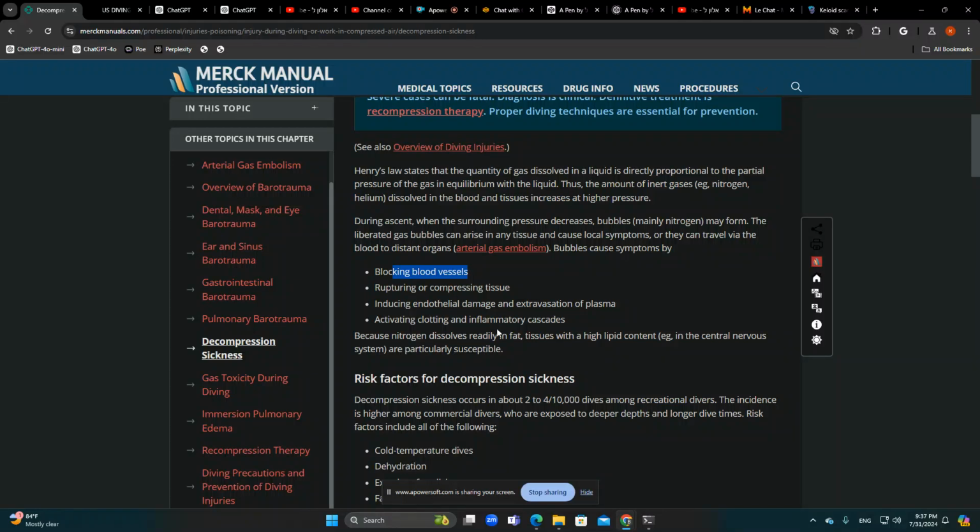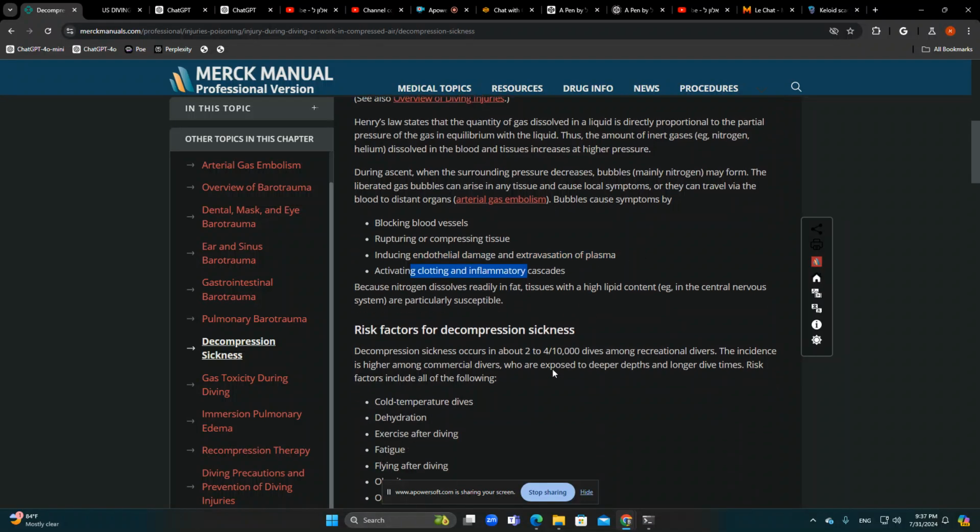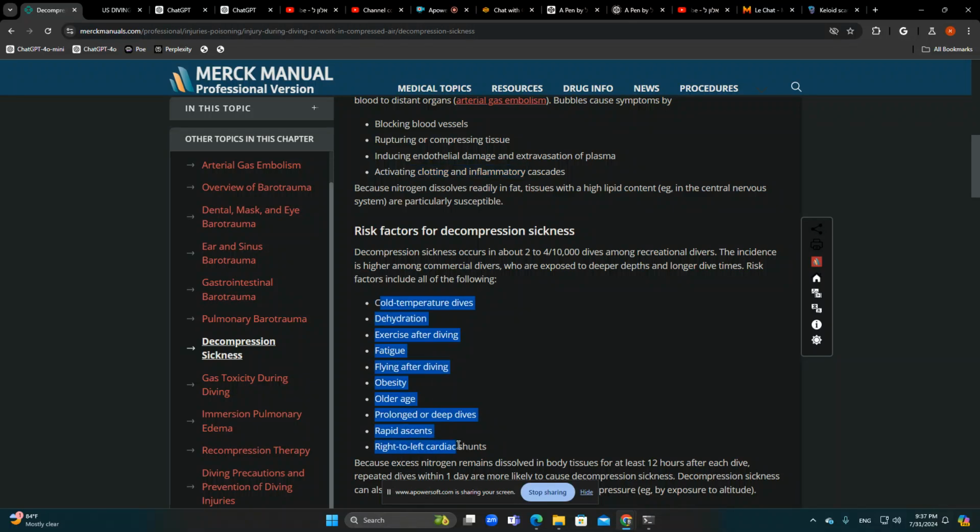It can cause blocking of the blood vessel, rupturing of tissue, inducing endothelial damage, activating clotting. And the risk factors for decompression sickness, you can see here: cold, dehydration, exercise after diving, fatigue, flying. Flying is very important because when you fly, you get even higher. You are getting to altitude, and in altitude, the pressure decreases.